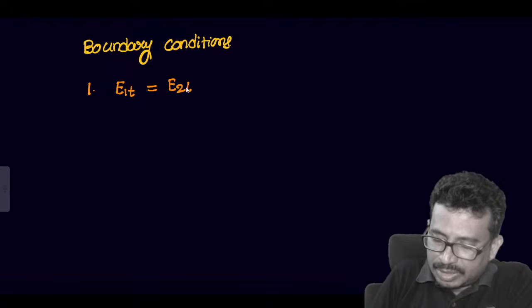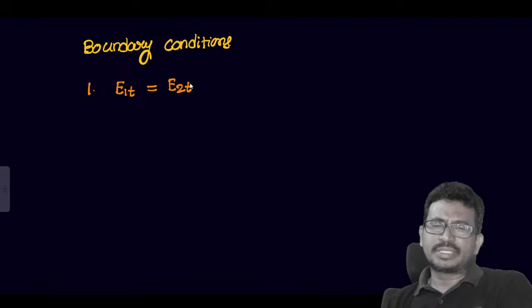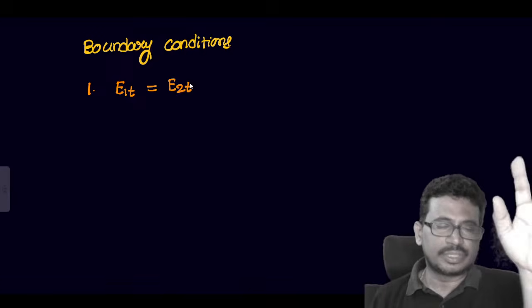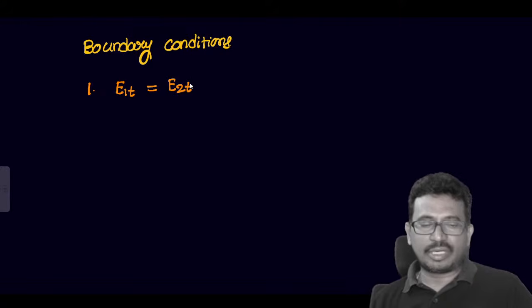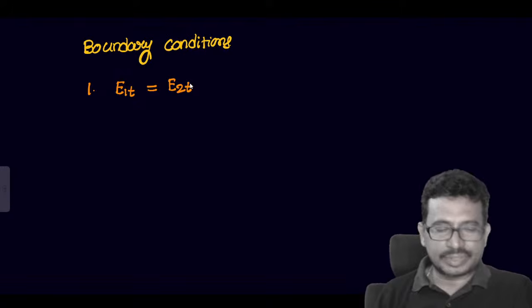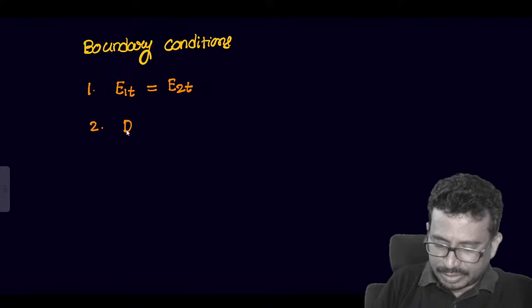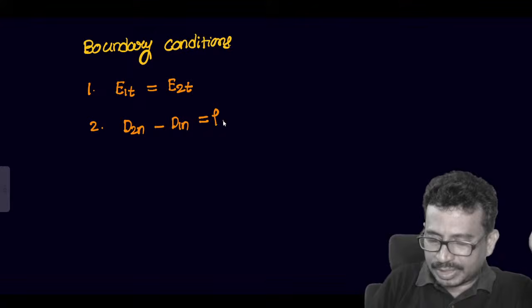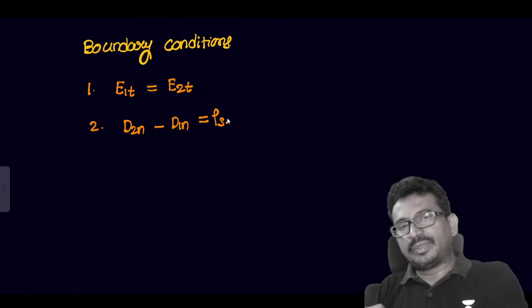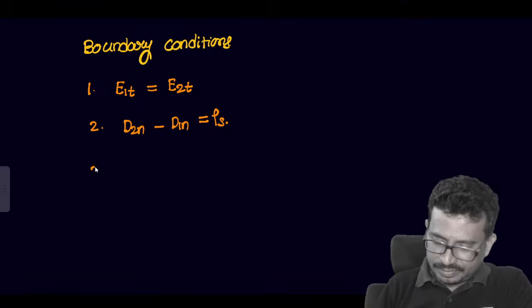That is, tangential components of electric field intensities are always continuous. And the second boundary condition is D2n minus D1n, which is equal to rho s.